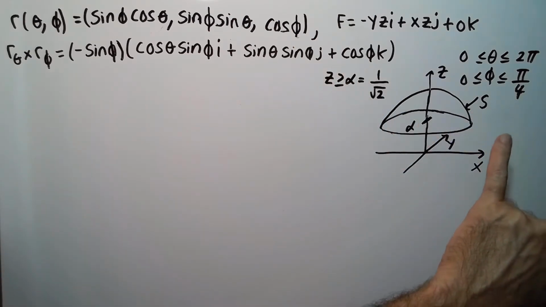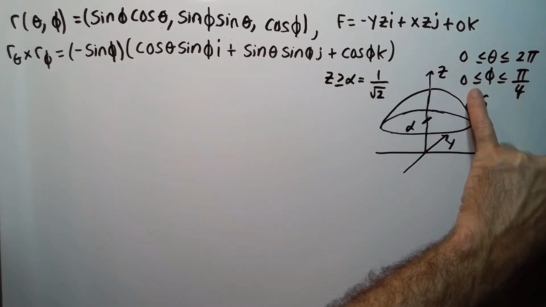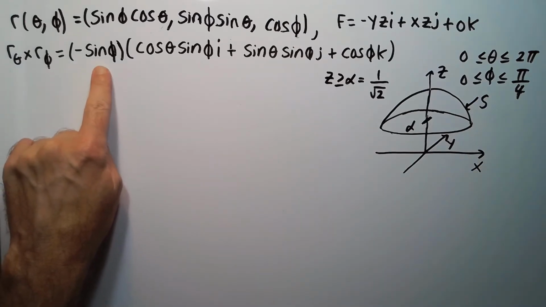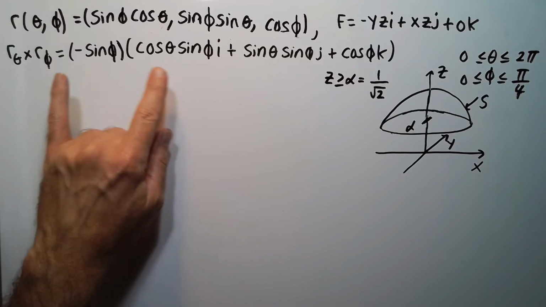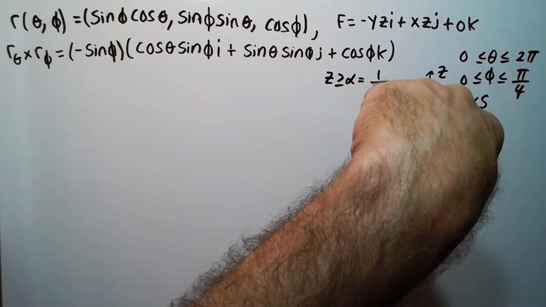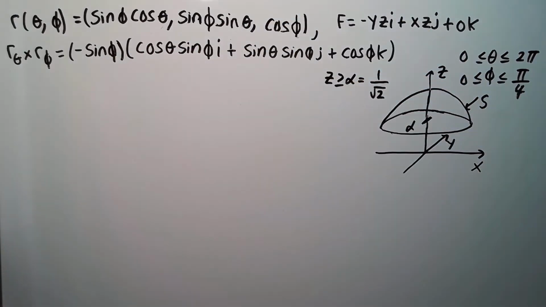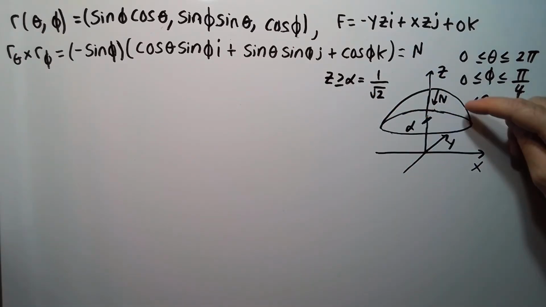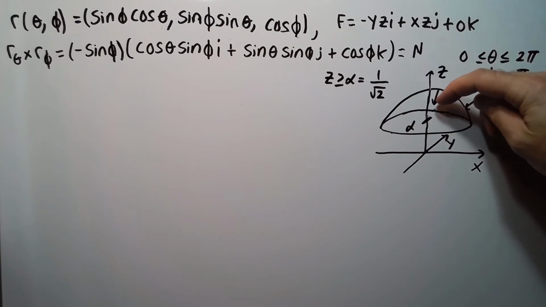And we showed in the last video that phi goes from 0 to pi over 4. That means negative sine of phi would be negative there. So this is a normal vector. I can call it n, say. That's going to be, looks like, pointing in to this sphere. So let me draw it in there. So n is my normal vector, which is this guy. So I draw it on my surface here, pointing inwards.